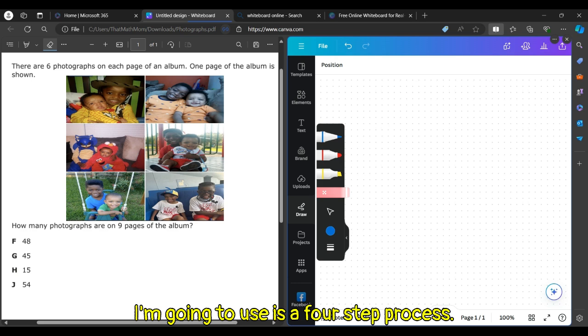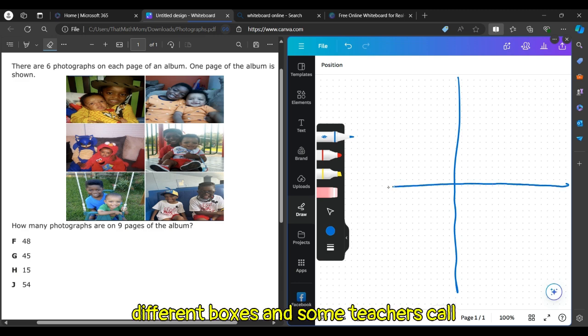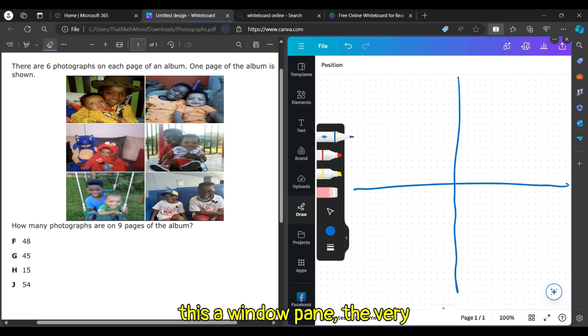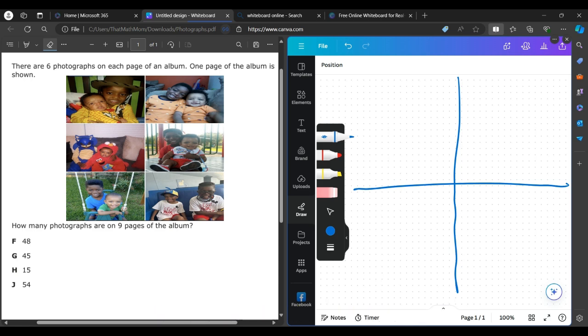The form that I'm going to use is a 4-step process. So it's basically going to be 4 different boxes, and some teachers call this a window pane. The very first box varies by what teachers expect, but a great way to see if your students understand the problem at home is, instead of rewriting the question, make them turn the question into an actual statement.